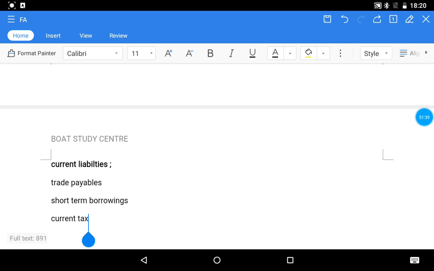It's mandatory to pay tax. That means each accounting period, the amount of tax you pay, or the amount of tax you are supposed to pay, you come and record it where? Under current tax. The one you have paid.